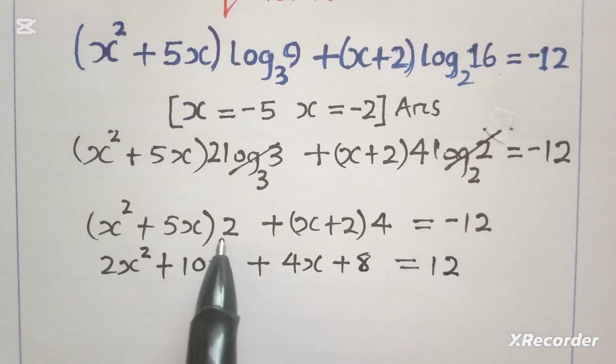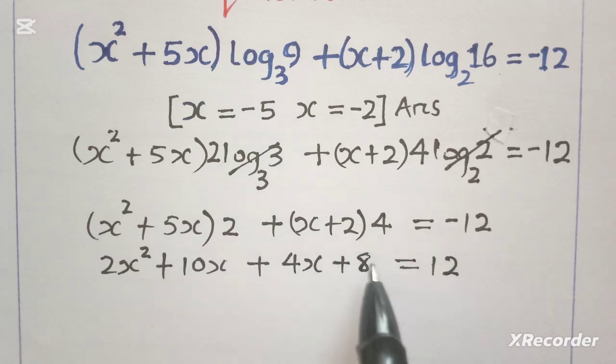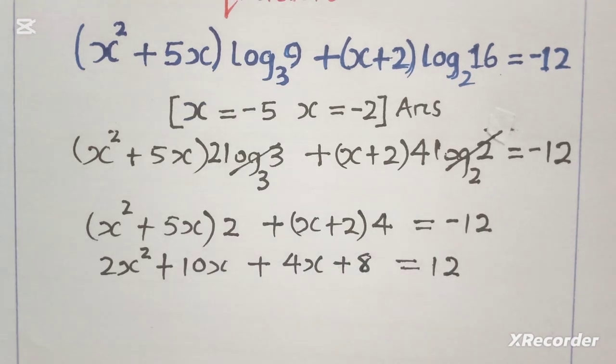I hope we have done it well. That is 2x squared, 10x, we have 4x, and we have 8. So we are still on course. And so guys, we continue.